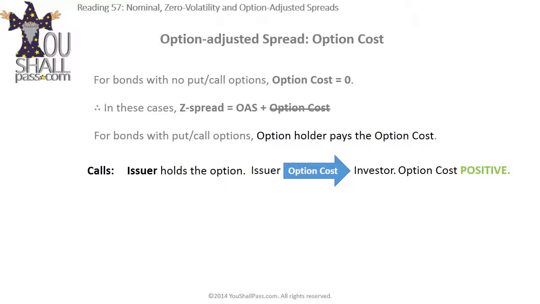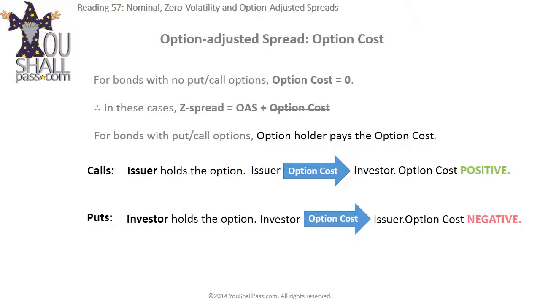For example, for a call option, the issuer holds the option to call the bond back. Hence, the issuer pays option cost to the investor, and the option cost is termed positive. For a put option, the investor holds the option to put or to sell the bond back to the issuer. Hence, the investor pays the option cost to the issuer, and the option cost is negative.